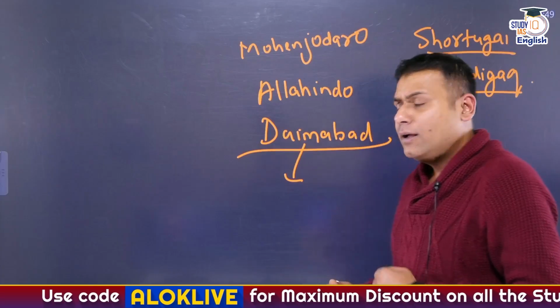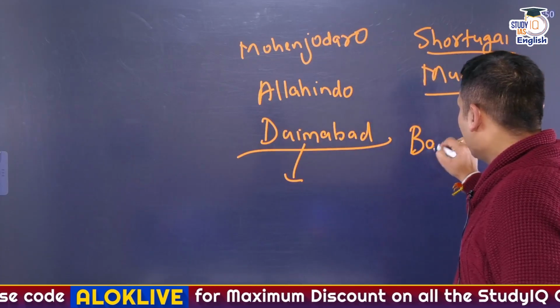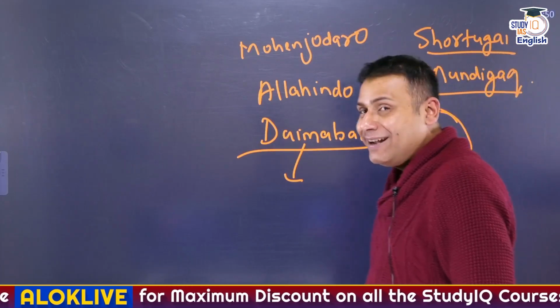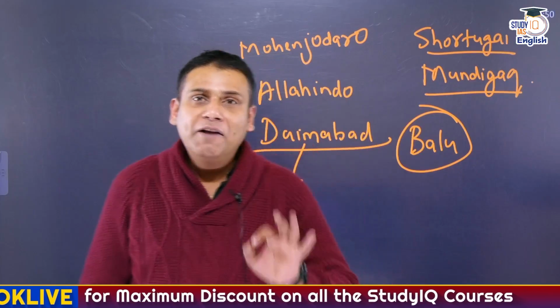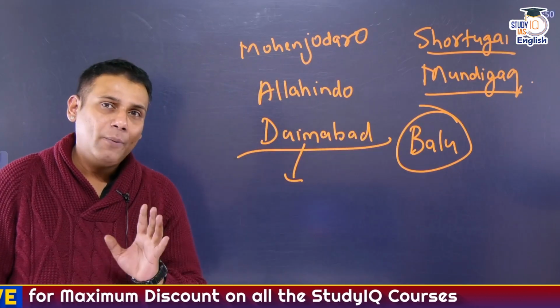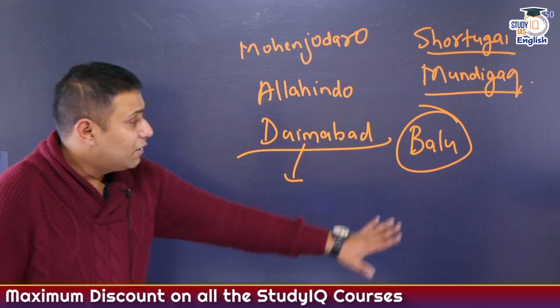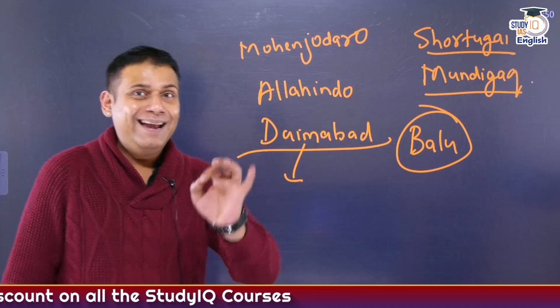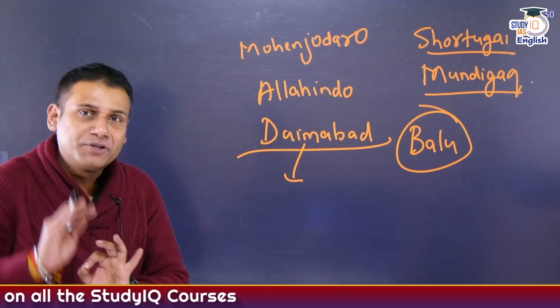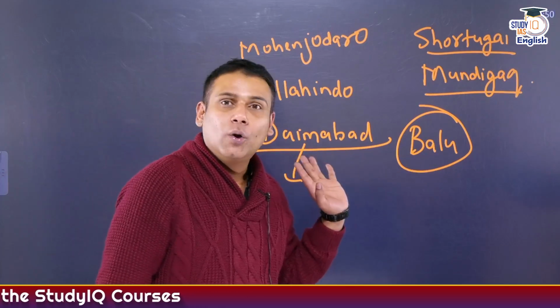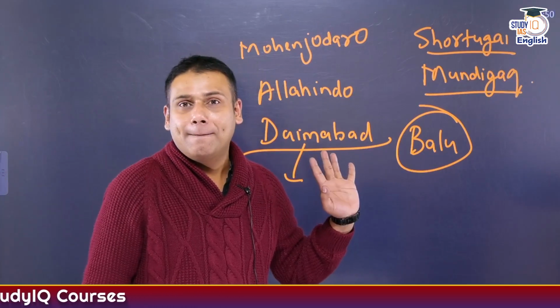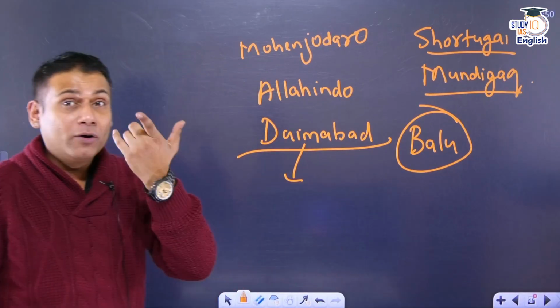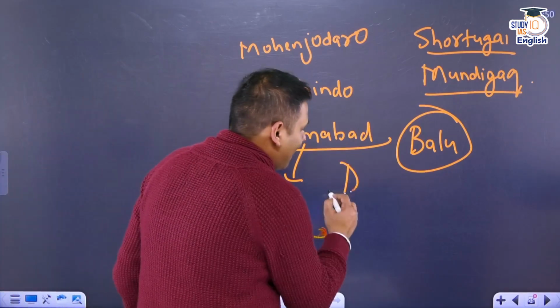Another important site is Balu, and it is located in Haryana. As per the excavators, they believe that for the first time, the cultivation of garlic in the Indus Valley Civilization was observed at the site of Balu, located in Haryana. Correct? Another important site, Desalpur.